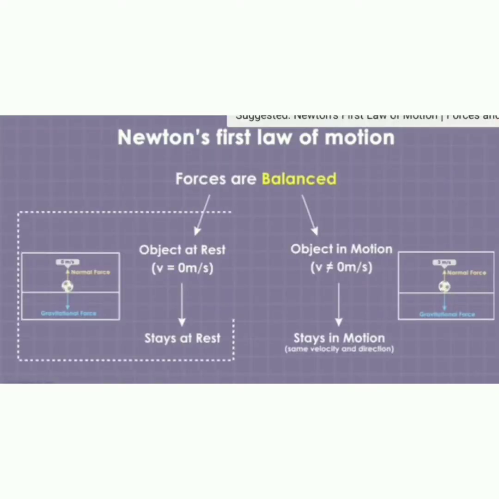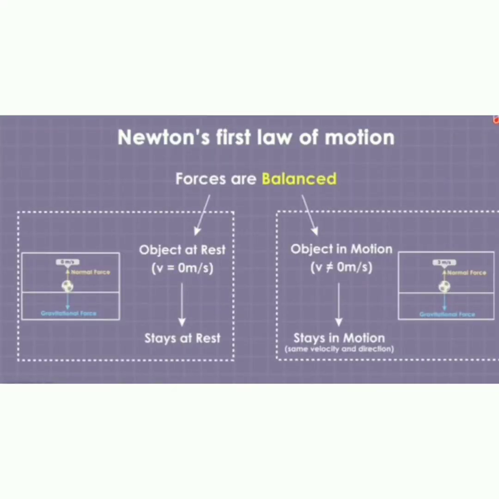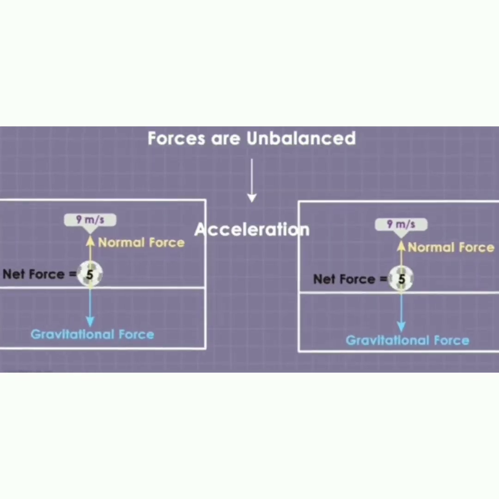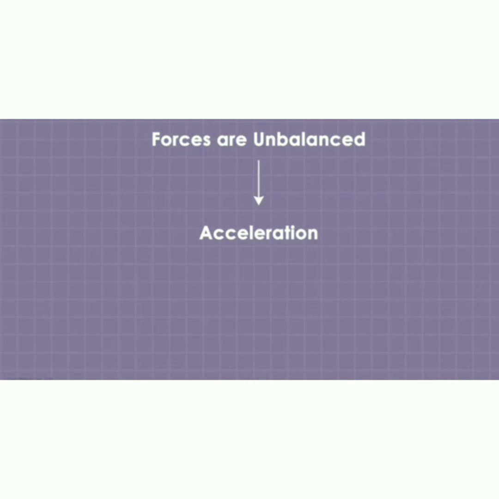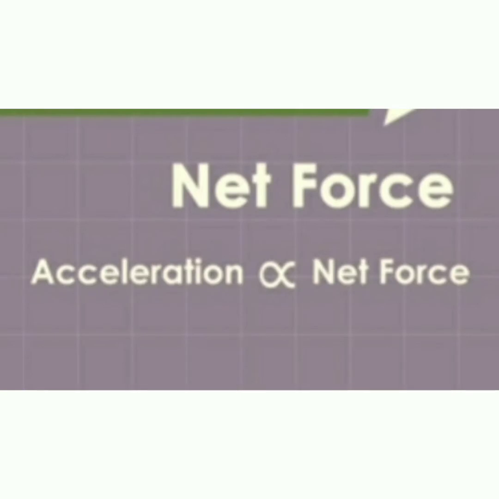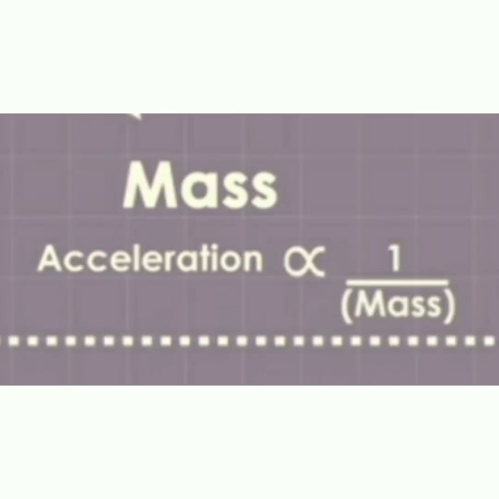In the first law of motion, if the forces are balanced, the acceleration will be zero. If the forces are unbalanced, there will be acceleration. Guess what are the two factors on which acceleration depends? They are net force and mass. Acceleration depends directly on net force and inversely on the object's mass.